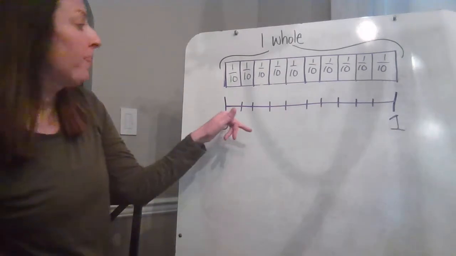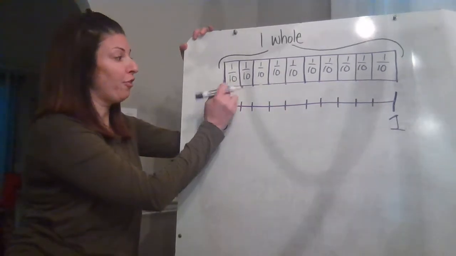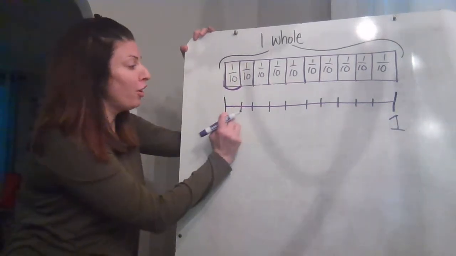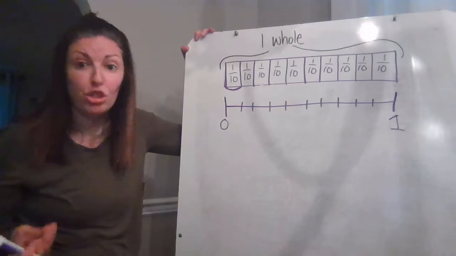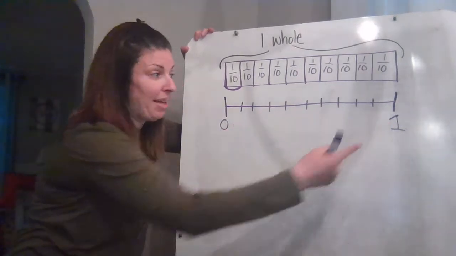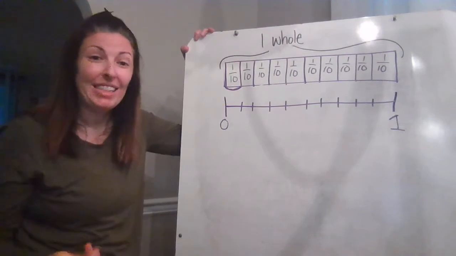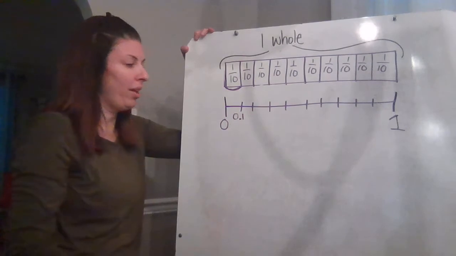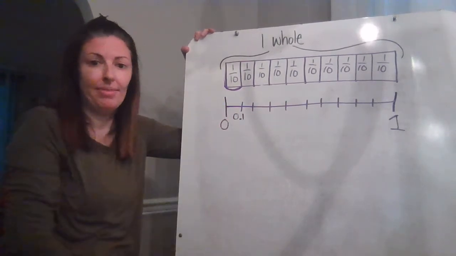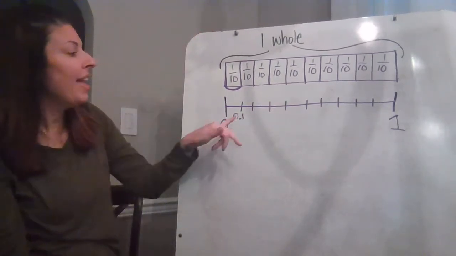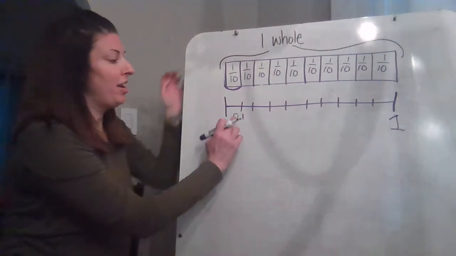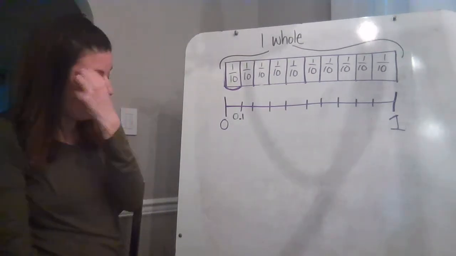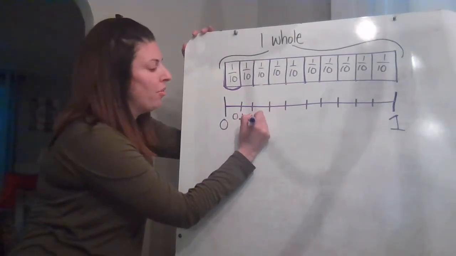Okay, so I know that this first part right here is equal to 1/10. This first part right here on my number line is also equal to 1/10 because I split it up into 10 pieces. But like I said, when you write it as a decimal, it looks a little bit different. You write it 0.1, 1/10. That's it. Now, our next number on our number line is going to be 2/10. And we write that 0.2.